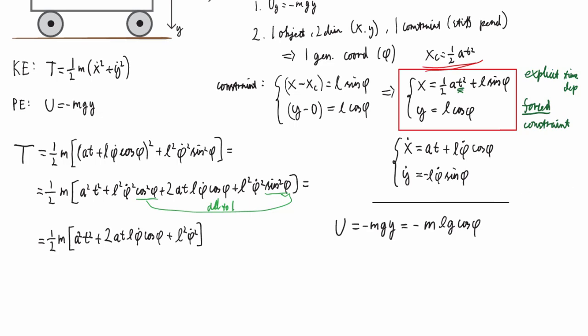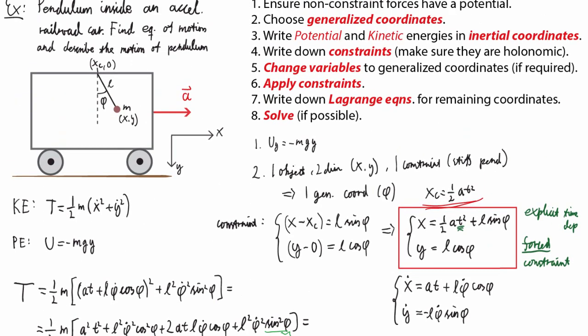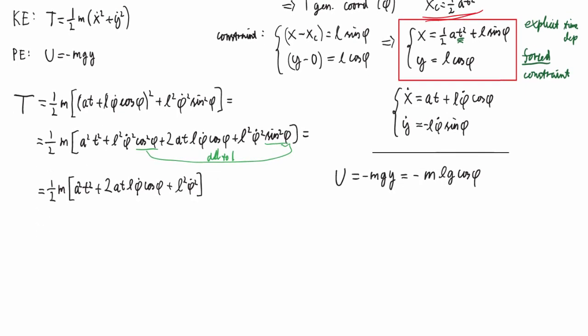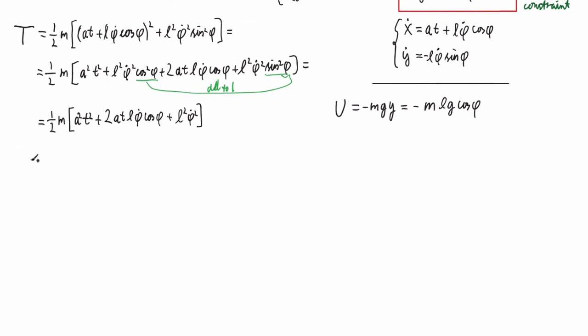All right, so let's see where we are now in terms of our steps here. We've written down the constraints, we've changed the variables and applied the constraints. Really, these two should be just one point, because if you apply the constraints and change the variables, you probably do it at the same time. Then we write down the Lagrange equations and solve it as best we can. So that's the next step here. So we have the Lagrangian.